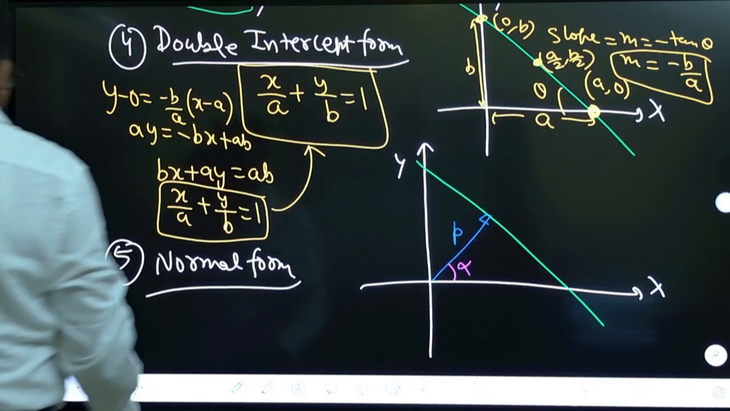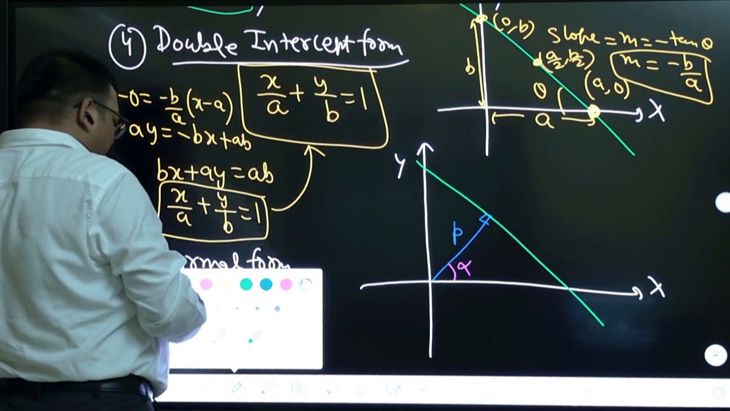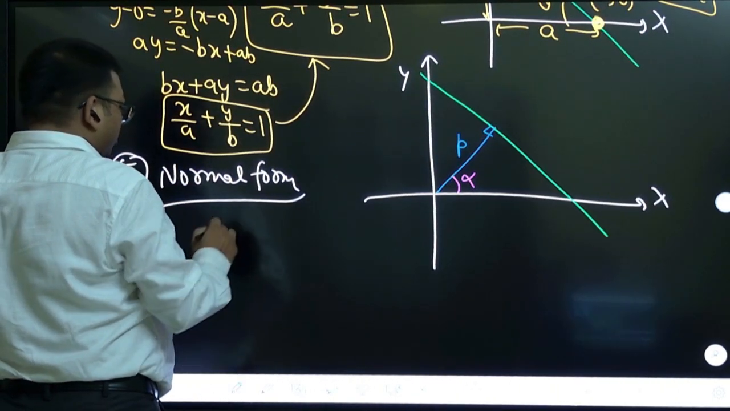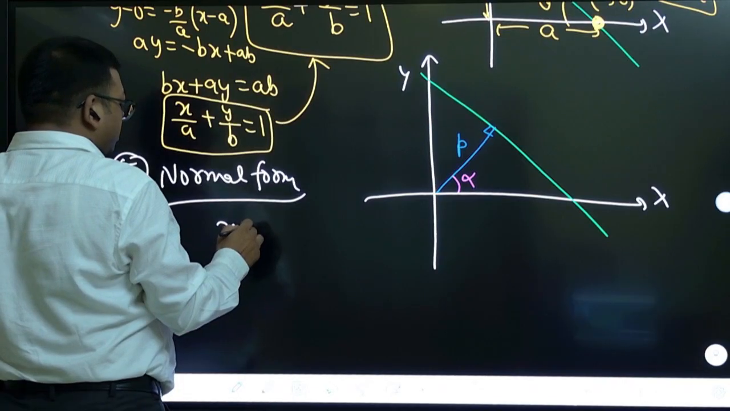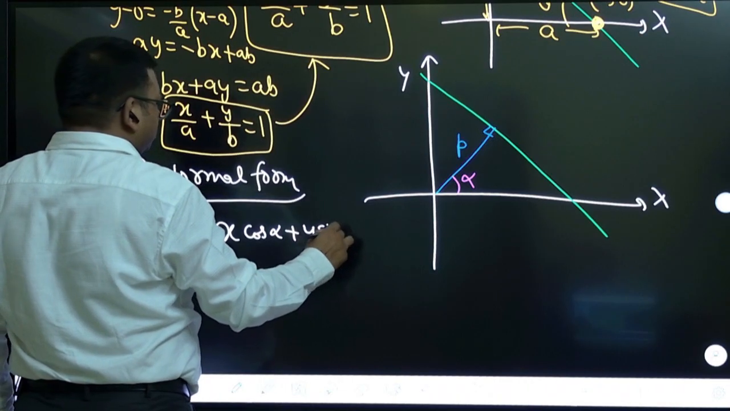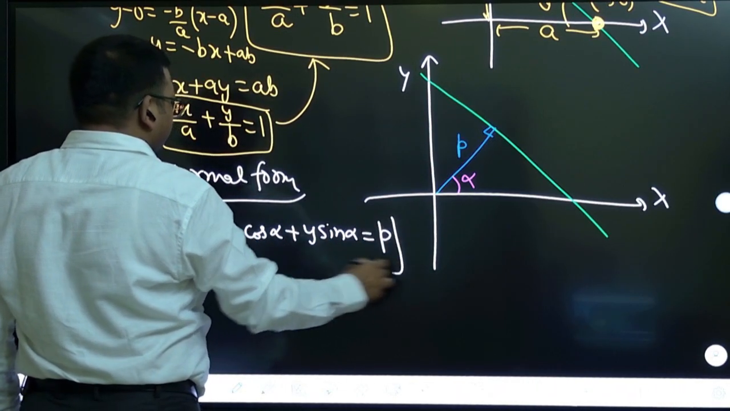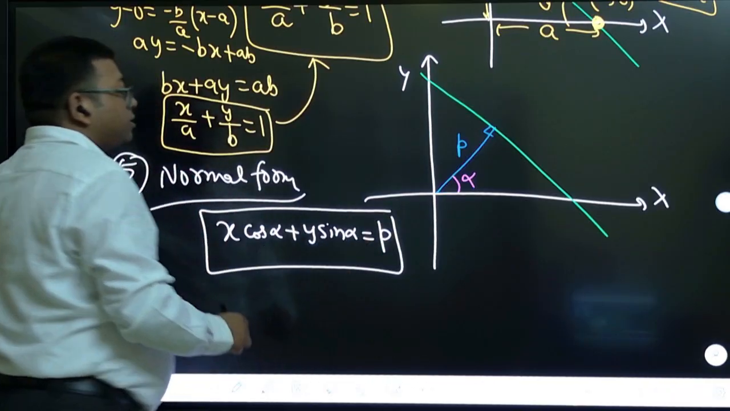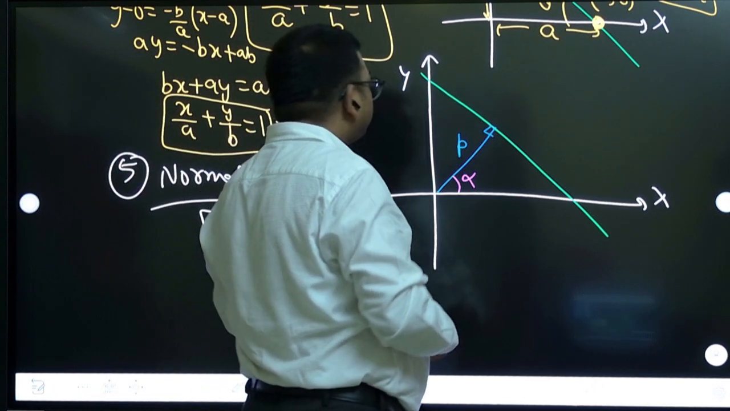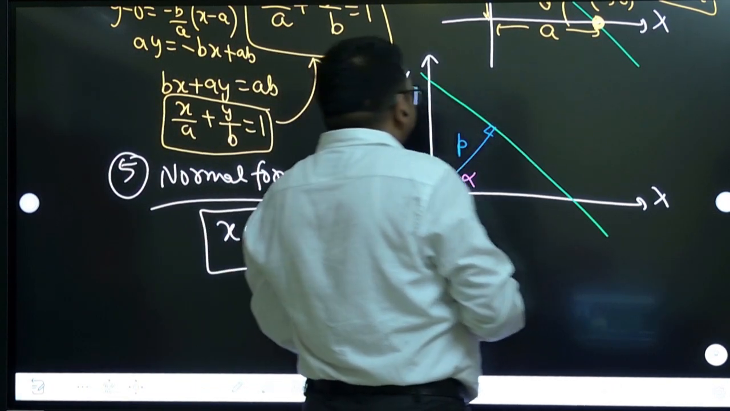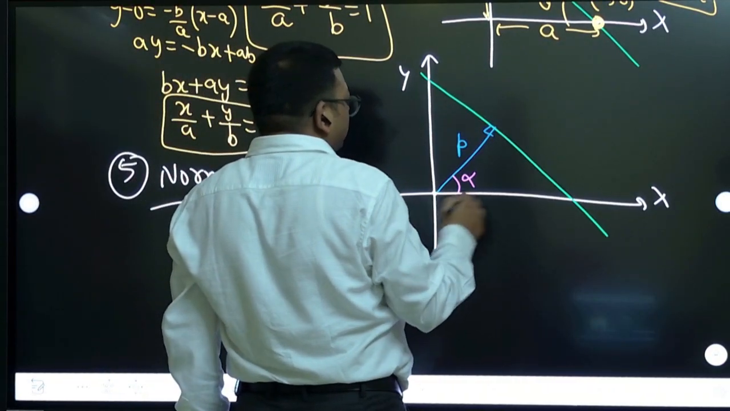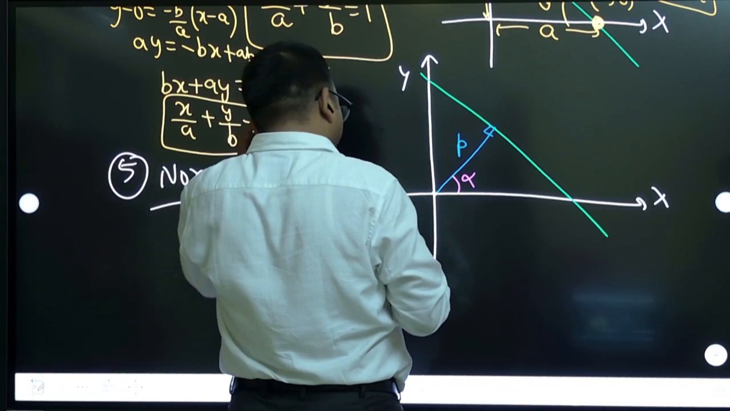Then normal form means, you remember what was the form I gave? Do you remember this normal form? I think I have given x cos alpha plus y sin alpha is equal to p. Check whether I have given this equation. If you have the formula, otherwise we can derive it. It's not difficult. This point is 0, 0 anyway. This is p.